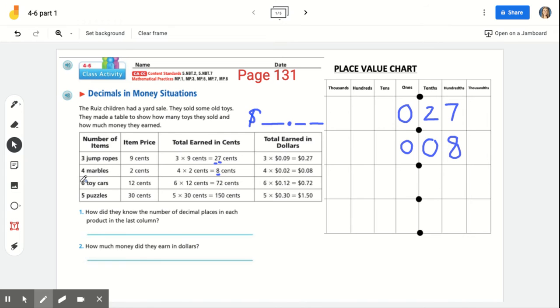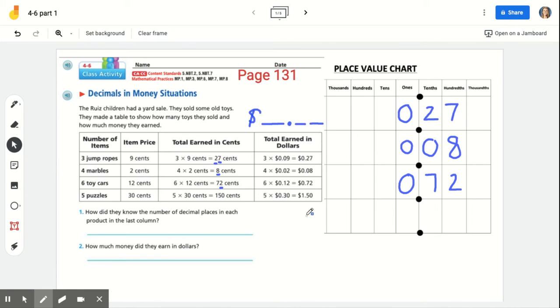Let's keep going. They sold 6 toy cars. 6 toy cars sold for 12 cents each. 6 times 12 equals 72 cents. The 2 is the last digit in 72, so the 2 is going to go in the hundredths place value. The 7 is going to go in the tenths to represent 72 cents, and then 0 in our ones place value, again, to signal to whoever is reading it that the value was less than 1 whole.